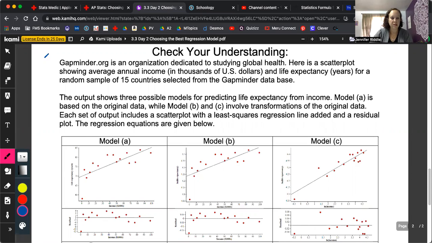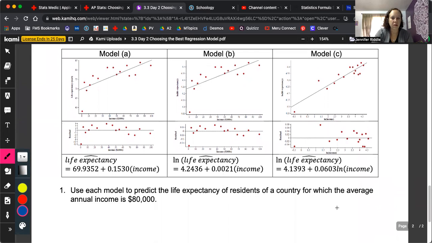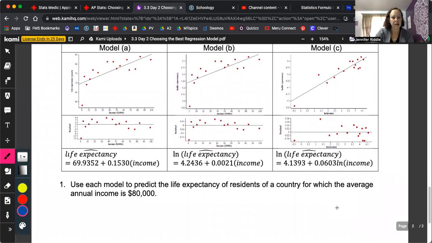Model A is based on the original data. Model B and C involve transformations of the original data. Each set of output includes a scatter plot with least squares regression line added and a residual plot. The regression equations are given below. Okay, so here's our model A, B, and C.